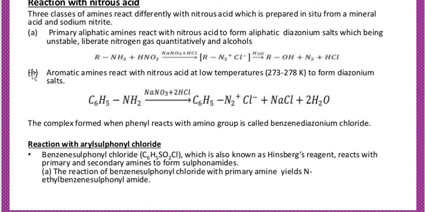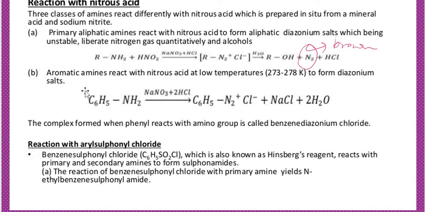Now when we take a primary amine and we add HNO2, so HNO2 is the same as NaNO2 and HCl, at 273 to 278 Kelvin, or we call it 0 to 5 degrees centigrade, we get an unstable compound which releases nitrogen gas. Now nitrogen gas is colorless, but here it is a brown gas. So if it's a primary aliphatic amine, we'll get a brown gas.